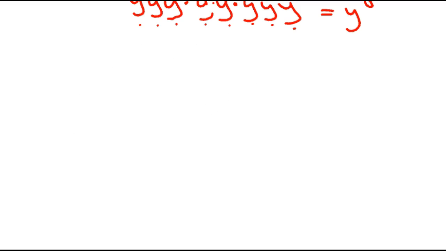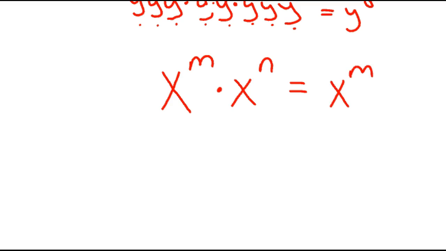So the rule I generally have students memorize, which is what you usually see in textbooks: if you have x to the m times x to the n power, we know that is x to the m plus n. And so that's the rule.